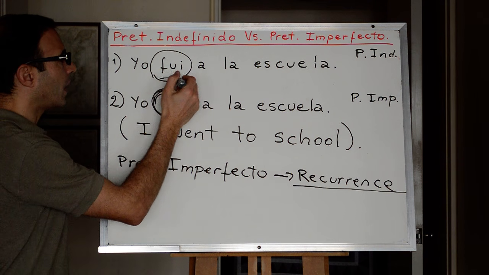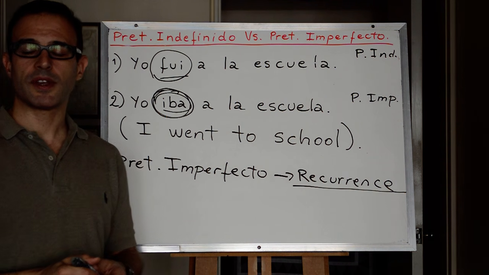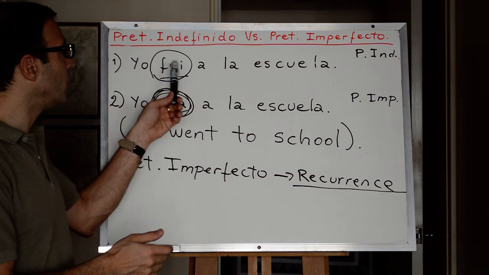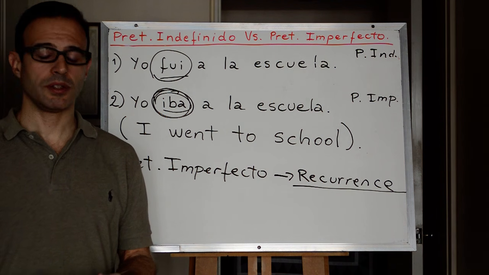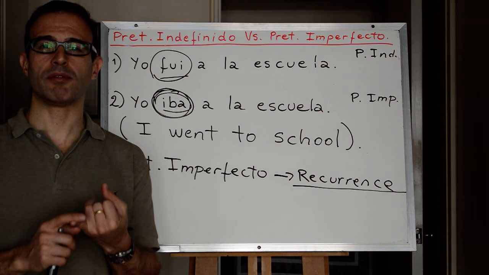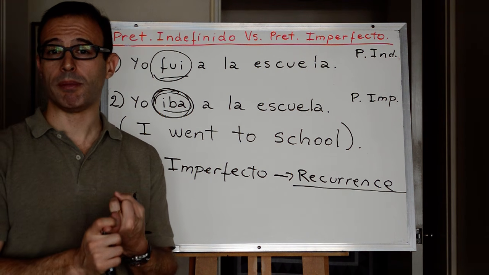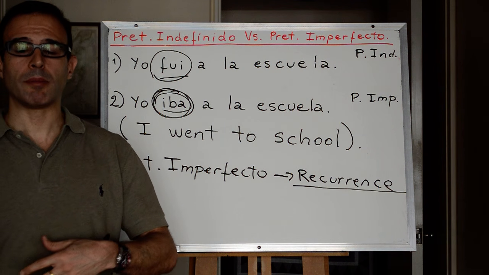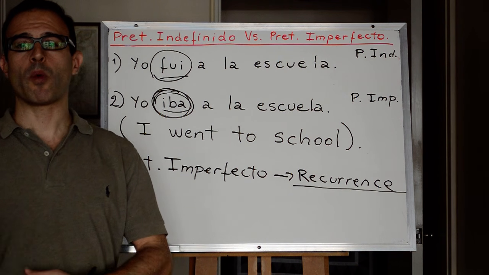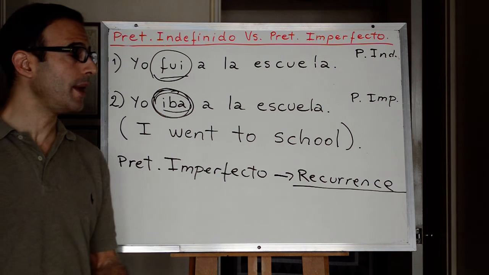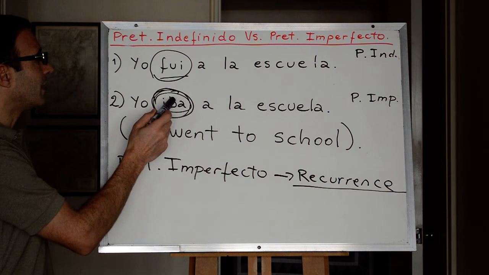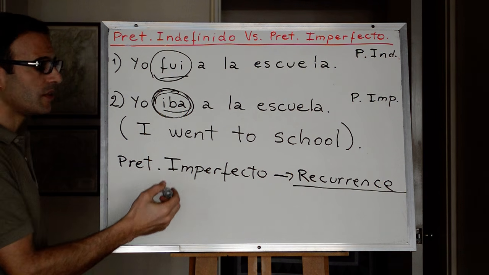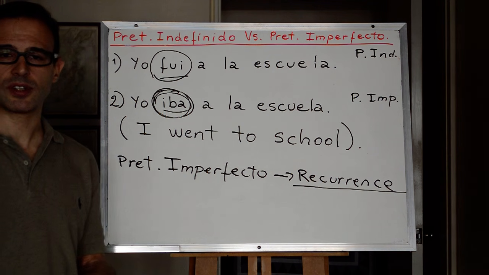Fui, on the other hand, is suggesting much less information. It simply says, I went to school. I don't know if it was once and never again. I don't know if it was on a regular basis. And I don't know if I went before and I'm still going, or I went and I don't go anymore, okay? So that's what I want you to remember. Iba suggests more information of a change and a recurrence.